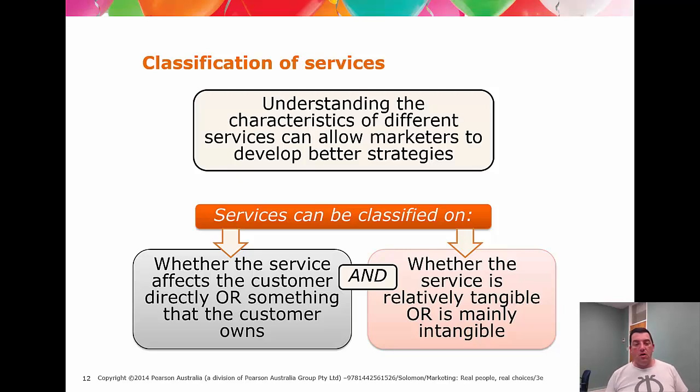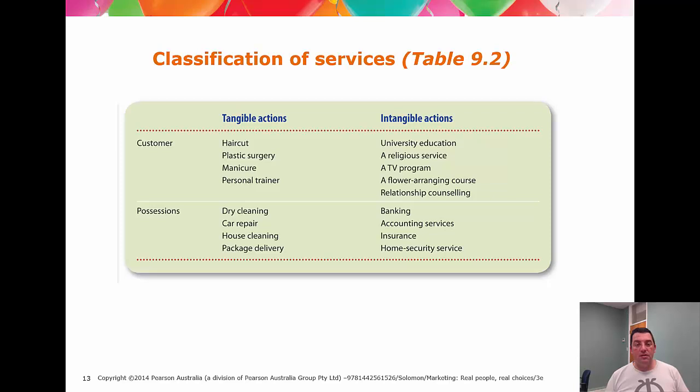So moving on to how we might classify services. They can be classified on whether the service affects the customer directly or there's something the customer owns, or whether it's just a service the consumer buys at that moment in time and they have to keep on buying the service again. For example, a cup of coffee. So this is how we can classify services, based on the tangible actions and intangible actions, and then whether we end up possessing or not that actual service or the tangibility of the service itself. So that's table 9.2. Have a read of it and understand the difference here between tangibility of actions and intangibility of actions of a service delivery.